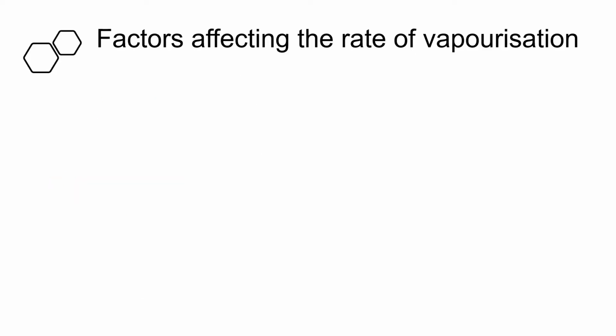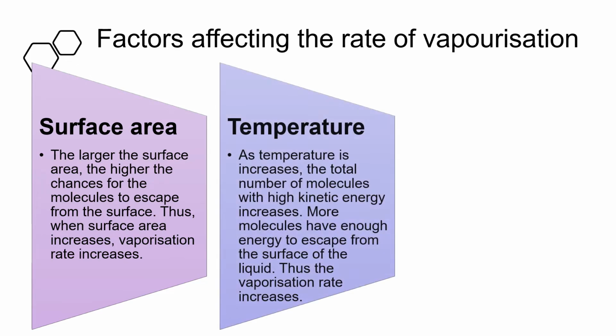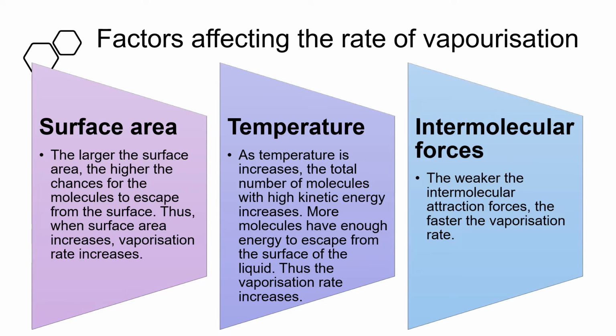There are three factors that can affect the rate of vaporization. First, the surface area. The larger the surface area, the higher the chances for the molecules to escape from the surface. Thus, when the surface area increases, the vaporization rate increases. Secondly is the temperature. As the temperature increases, the total number of molecules with high kinetic energy increases. More molecules have enough energy to escape from the surface of the liquid. Thus, the vaporization rate will increase. And the last one is intermolecular forces. The weaker the intermolecular attraction forces, the faster the vaporization rate.